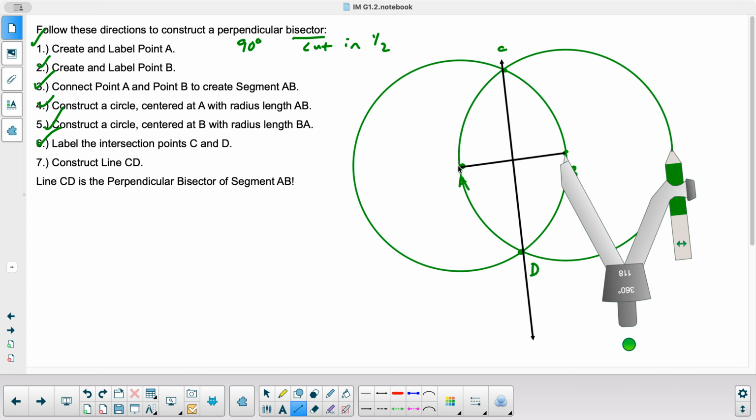Make sure I got that top one. There we go.